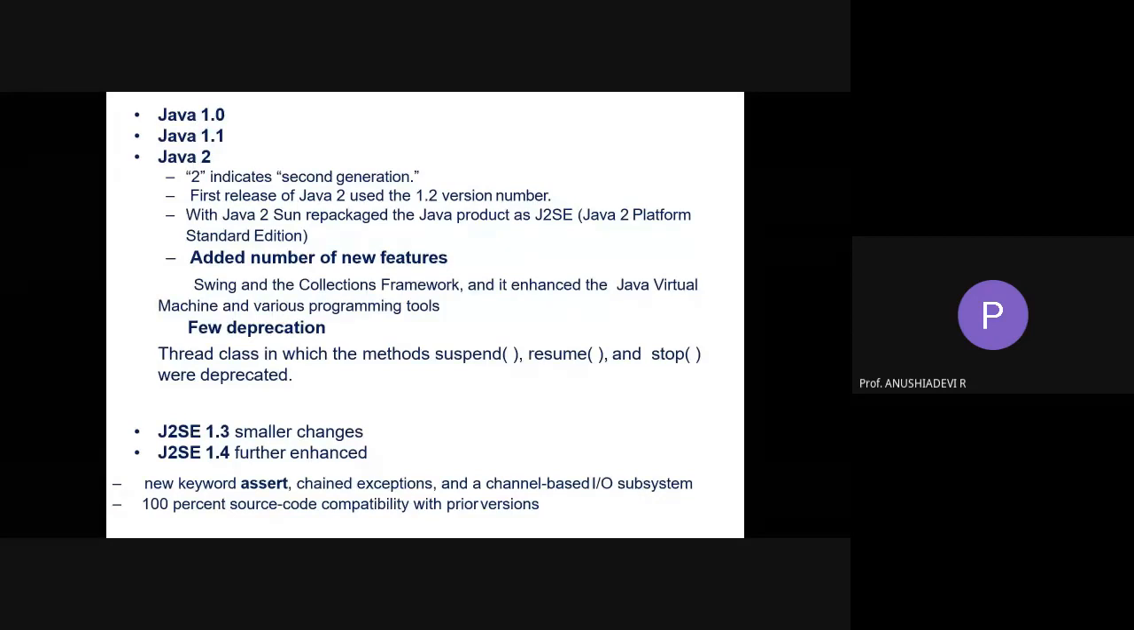Here in Java 1.4, the keyword assert and chained exceptions were introduced. We will see all those things later. You just need to know the keywords introduced in each version; we will see the concepts later.